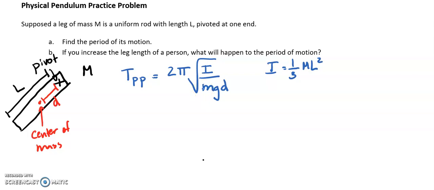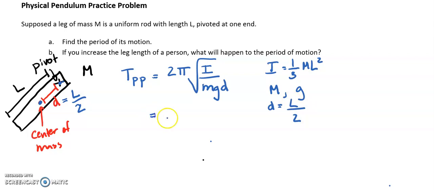M is just the mass of the object, so that's just going to be M. G, that's just acceleration due to gravity on Earth, so that's just G. And D, we said that's the distance from the pivot point to the center of mass, which in this case, D is just going to be L over 2. Cool. Let's write that down. So D is L over 2.